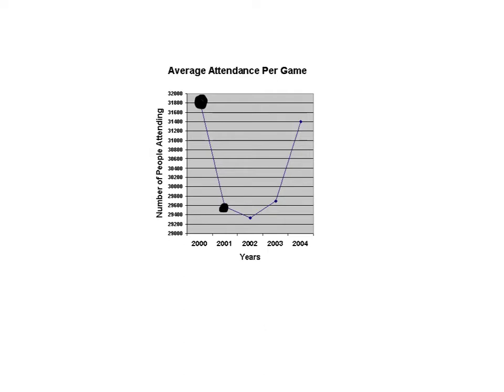Then in the season after that it went down a little bit, and then it went up again, and in 2004 they averaged around 31,400. So these are 5 discrete points. This is a discrete graph, but the line was shown just to show a trend. The trend shows that the attendance decreased between 2000 and 2001, and it decreased again to 2002. It rose a little bit in 2003, and it increased in 2004.